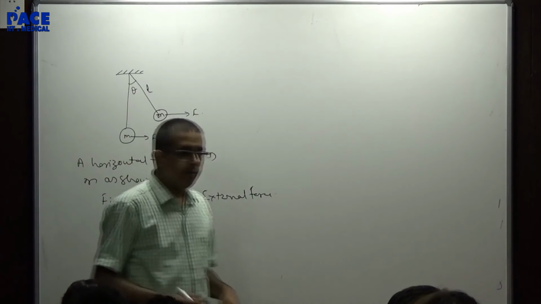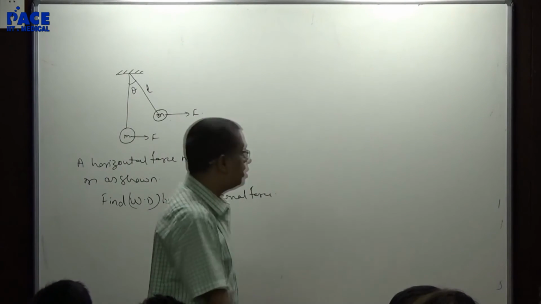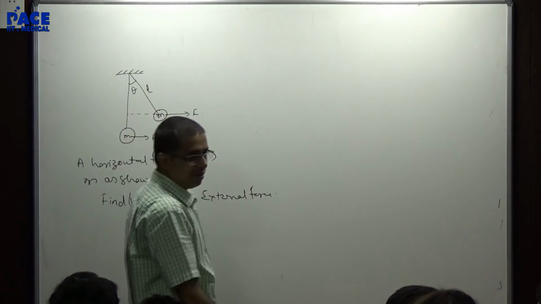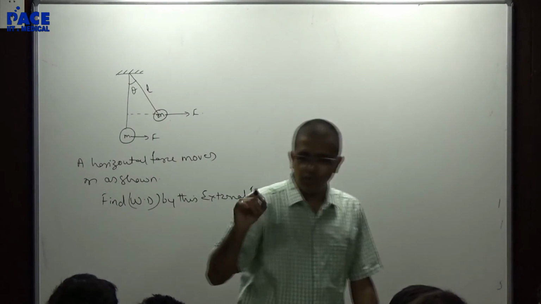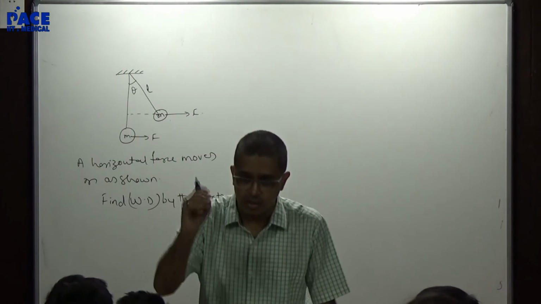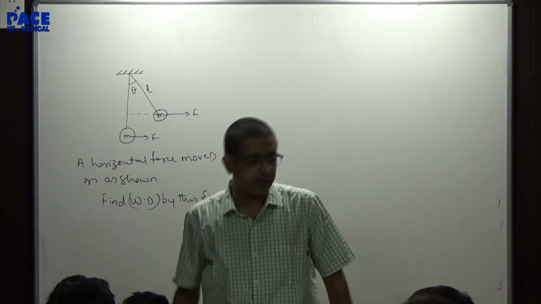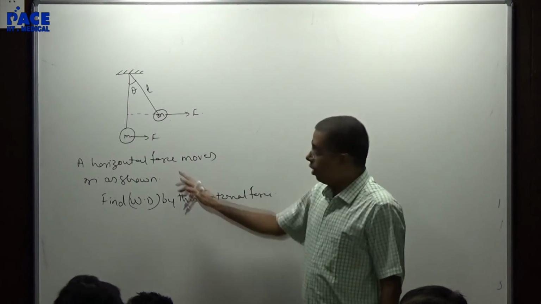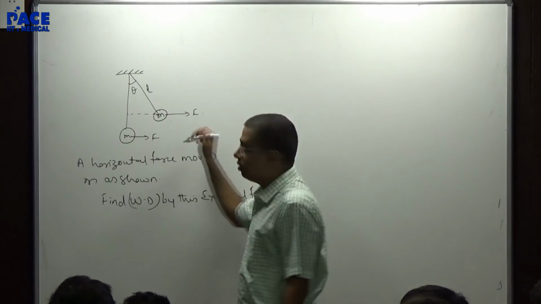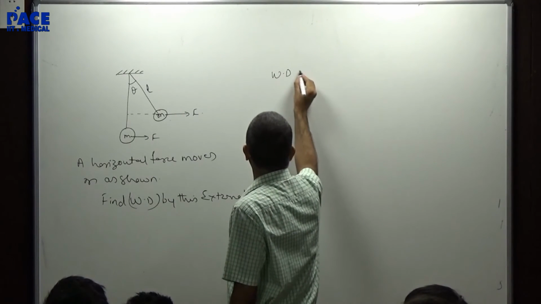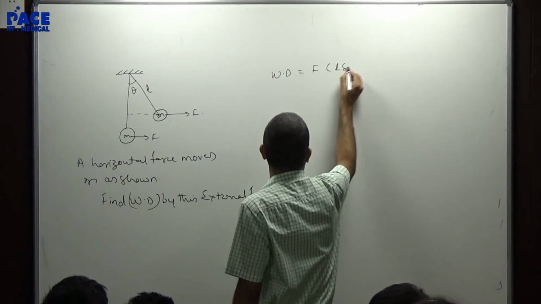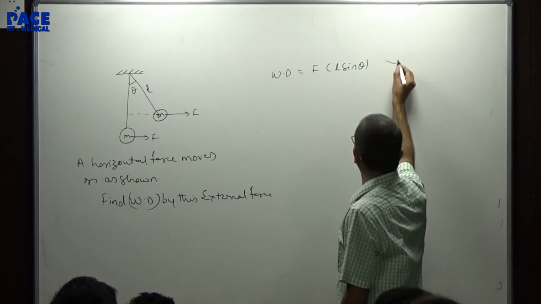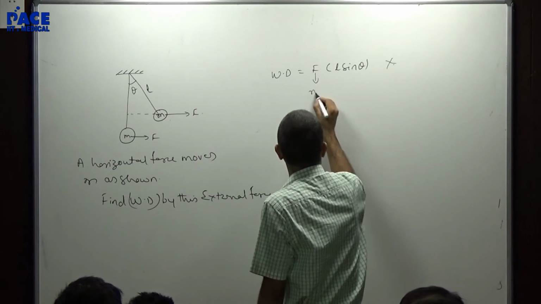The first reason for me to be tempted to fall into the trap is you will say force into displacement. Work done is force into displacement. Displacement should be the displacement of the point at which the force is applied. Right? Now displacement will be L sin theta. So I will be lured into the trap to say F into L sin theta. This is what Irodov wants you to commit as a mistake. This will be wrong, because force is not constant.